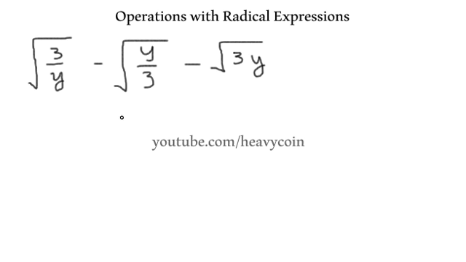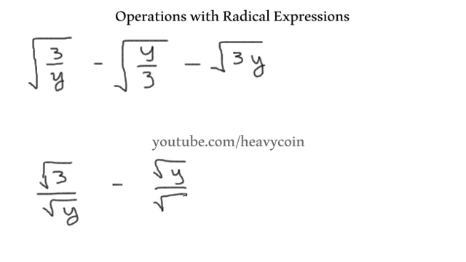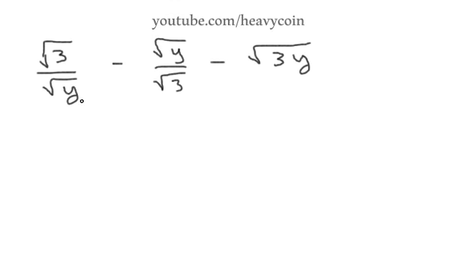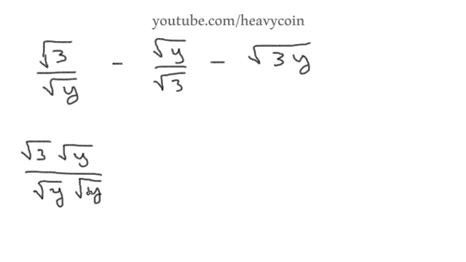Alright, so we want to isolate this radical. So I'm going to rewrite this piece here as the square root of 3 over the square root of y minus the square root of y over the square root of 3, and there's nothing we can do with that. So to get the radical out of the denominator, we write the square root of y over, so we did square root of y over square root of y.